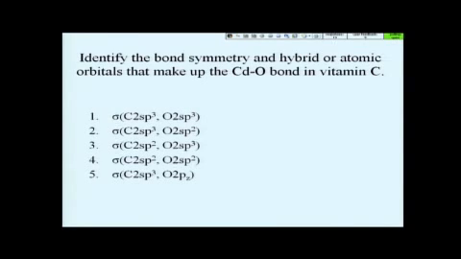If you talk about the symmetry and the hybrid or atomic orbitals that contribute, we're talking about the CD oxygen bond. So go ahead and look at your notes to see what that bond is. We already identified the hybridization of carbon D, so we really just need to think about the oxygen here.